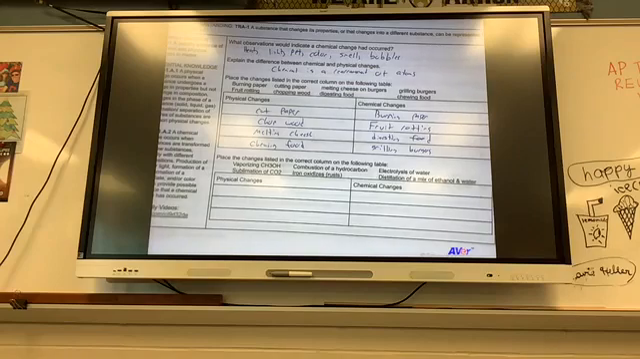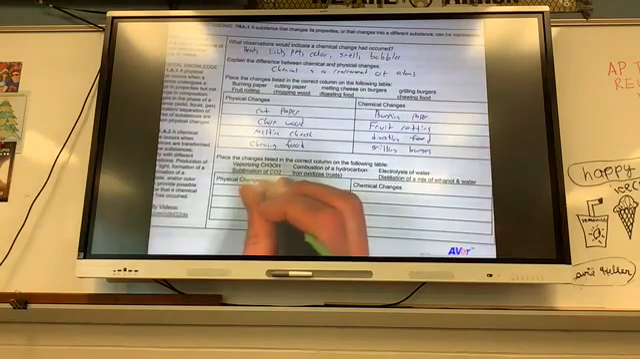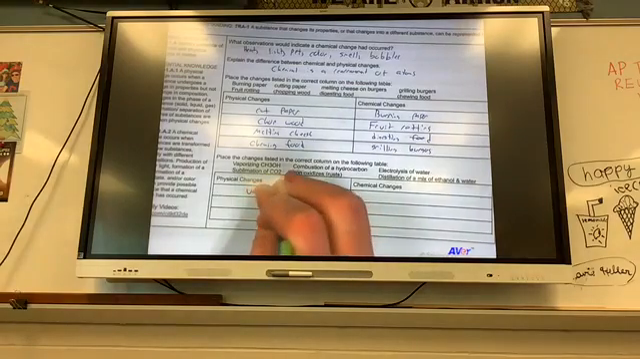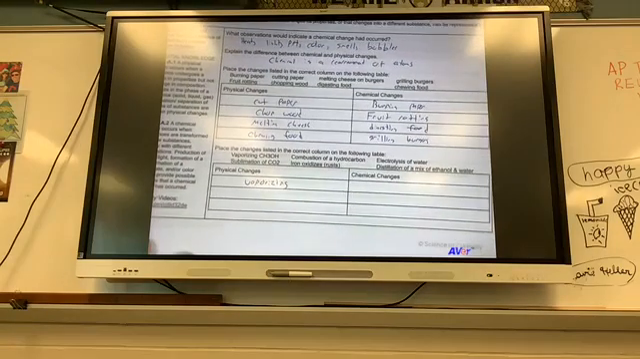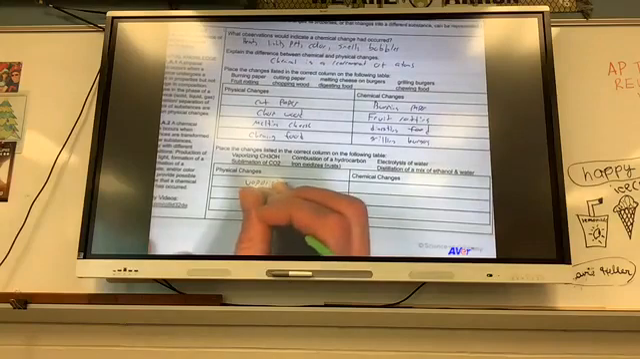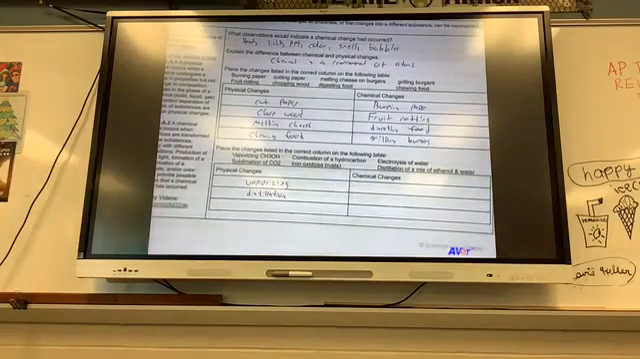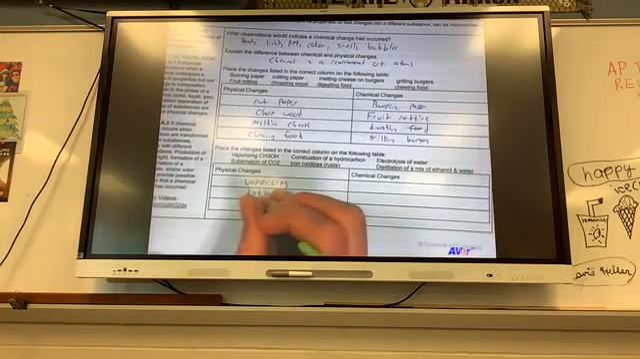Place the list of changes in the correct column on the following table. Physical change. What would be the first physical change? Vaporizing. Because I can get it back. What else? Distillation. Yes, it's distillation. And the third one? It's sublimation.